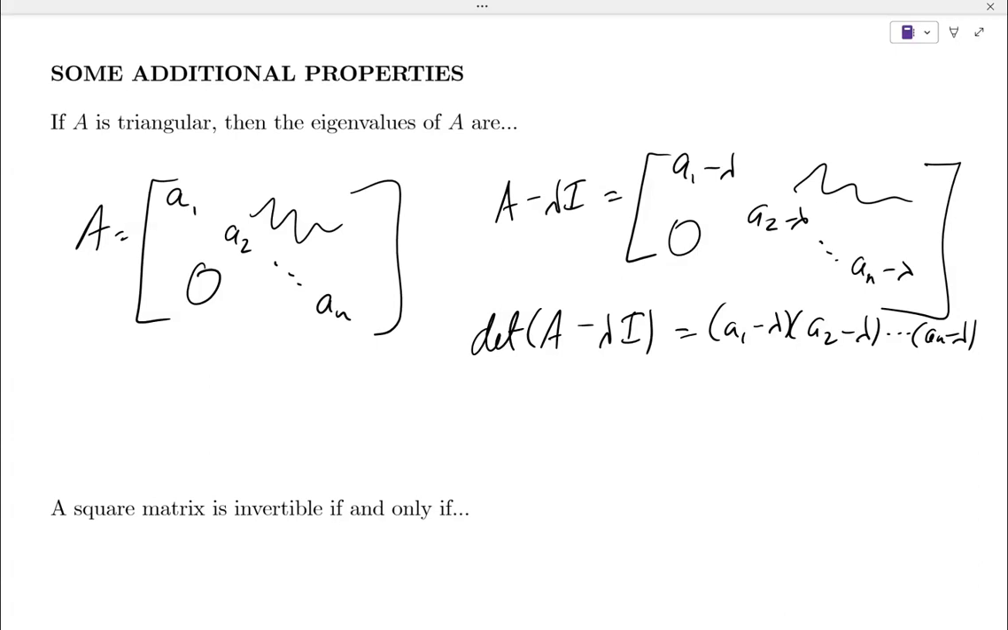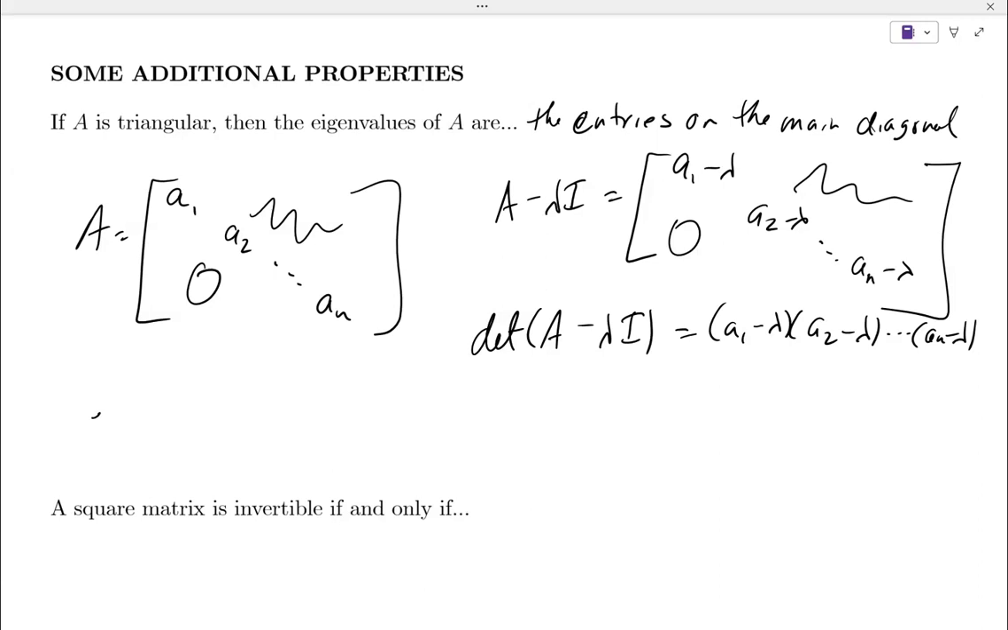Agreed? Okay. So notice that the eigenvalues here are just the entries on the main diagonal. So there's not a lot of work to do to find eigenvalues if you've got a triangular matrix. If it's a triangular matrix, then the diagonal entries are your eigenvalues, period. Okay. All right, let's answer the second question here.